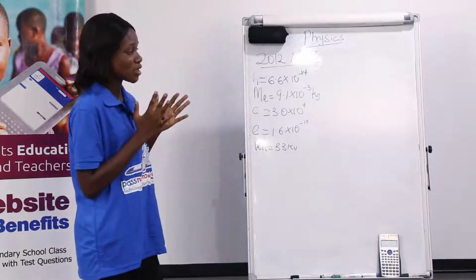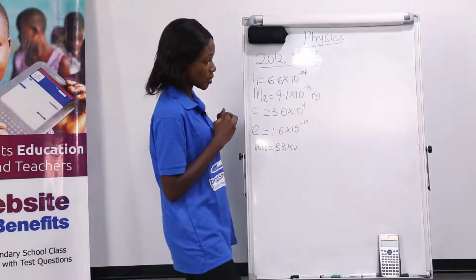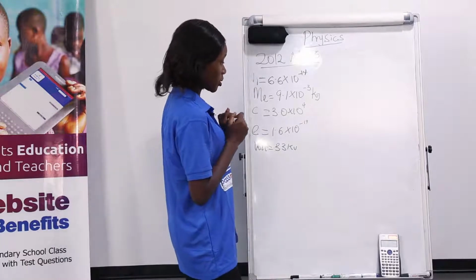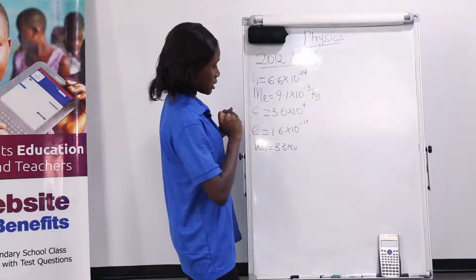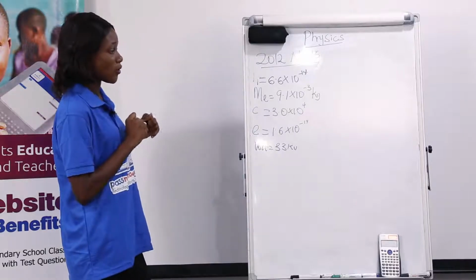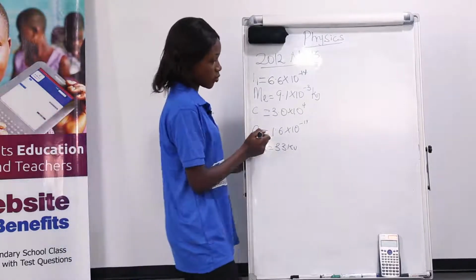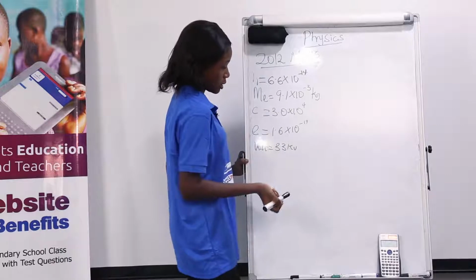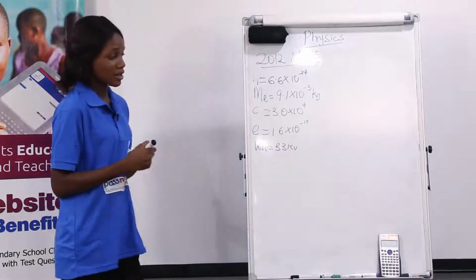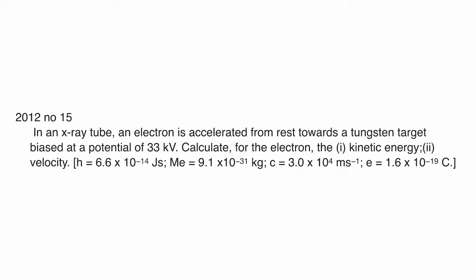Our mass of electron is given as 9.1 times 10 raised to the power minus 3 kilogram. Then our specific heat is 3.0 times 10 raised to the power 4. Our electron is given as 1.6 times 10 raised to the power minus 19. And our volts is given as 33 kV. The first question is to calculate the kinetic energy.